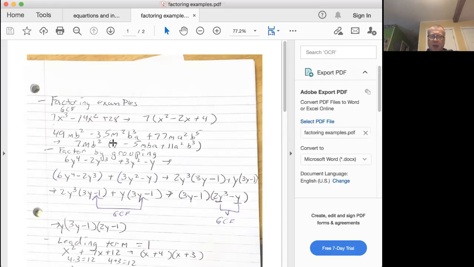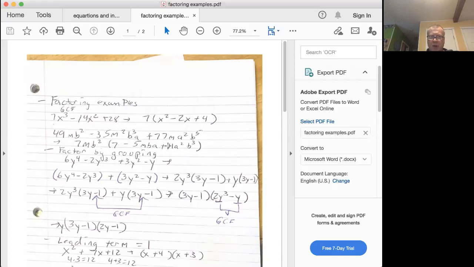I'd have to multiply that by 7 to get 49mb squared. The 7 would have to be multiplied by minus 5 to get minus 35. To match up with m squared here, I have to multiply by m. For b to the third, I have to multiply by a b. And a, I just need to tack on here because I don't have an a in the greatest common factor.